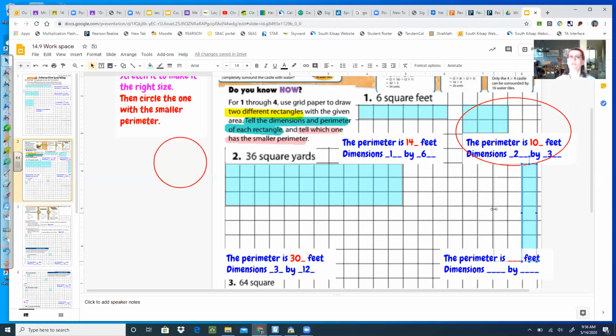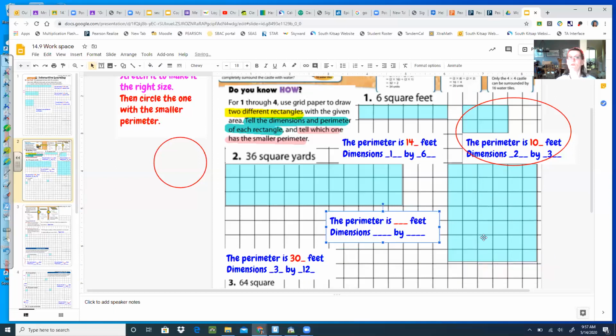2, 3, 4, 5, 6. There we go. Will that move? Oh, that will move. Yay. That guy. Oh, I'll move him over here. And he fits. Yay. Okay, so I made a 6 by 6.